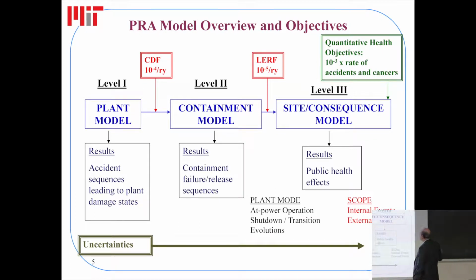Once you release radioactivity, then you worry about the consequences, public health effects. And that's where the Commission put the goals, the quantitative health objectives, 1/1000 of the rate of accidents and the rate of cancers. The reason why we needed these subsidiary goals is this arrow here. The uncertainties in the estimates of the frequency of these accidents increase as you move from left to right.